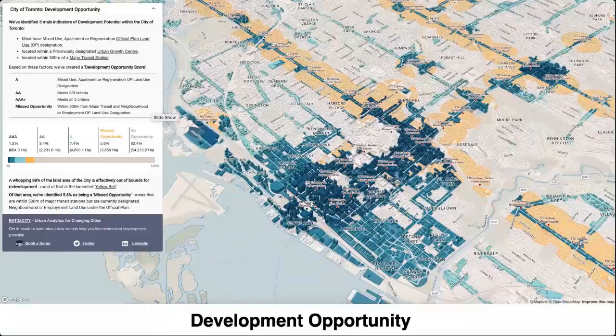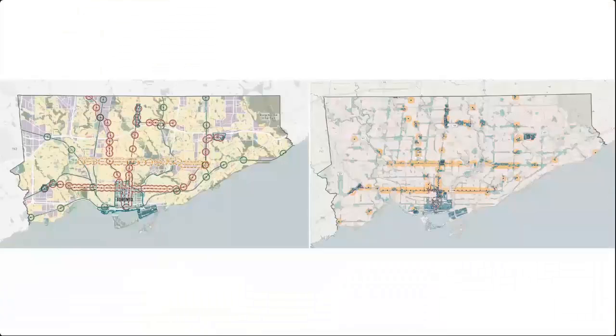And finally, bringing all of these different ideas and concepts together, the extruded buildings and policy areas. As a side project at one of my previous jobs, I helped create a development opportunity map in the City of Toronto. This was an attempt to visualize development opportunity based on the current planning policy framework. We identified three main indicators of development potential within the City of Toronto.